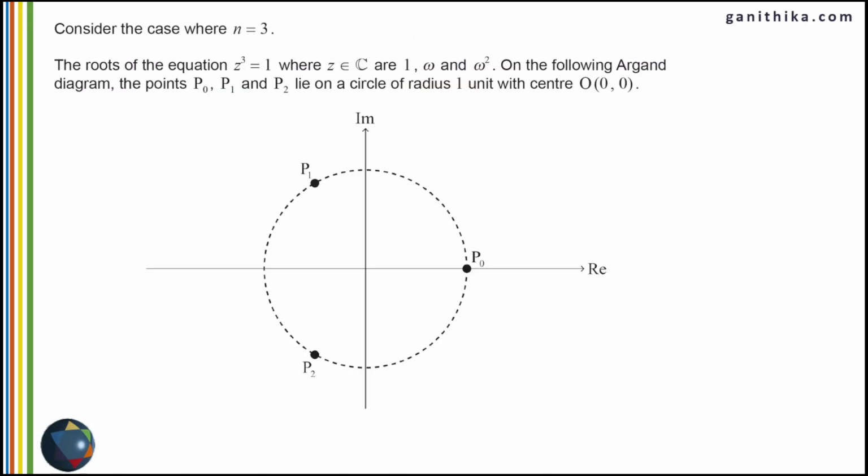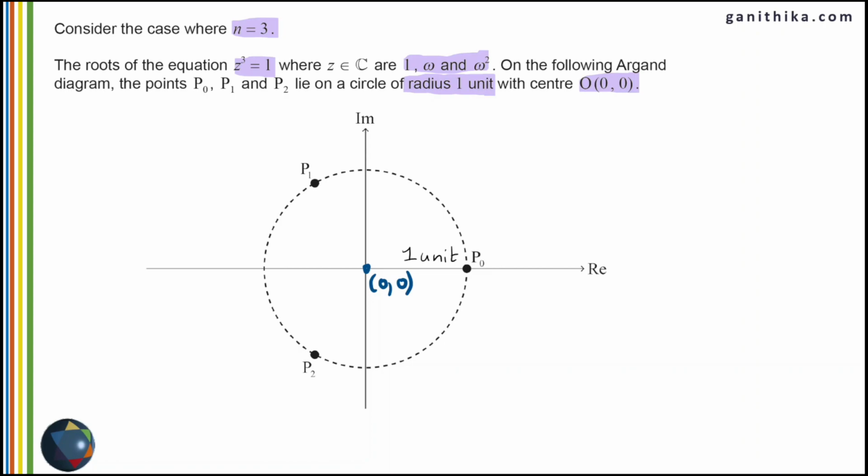So this is again given in your question paper. For n equal to 3, they have given you the diagram itself. So for n equal to 3, you have 3 roots, 1, omega, omega square. Now these 3 roots are placed on the Argand diagram over the circle of radius 1 unit with the center as 0 comma 0, and you know all these things because you have thought about all these things beforehand. When you see the diagram given on the question paper, you can understand this very easily.